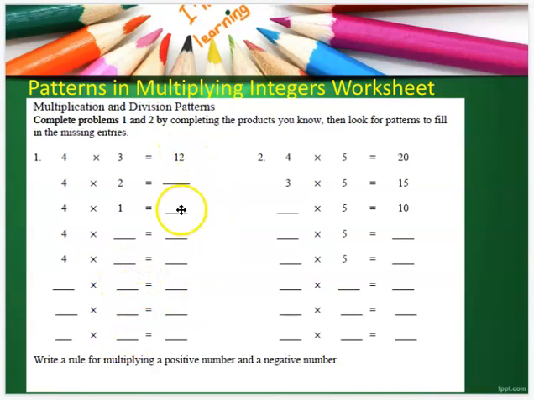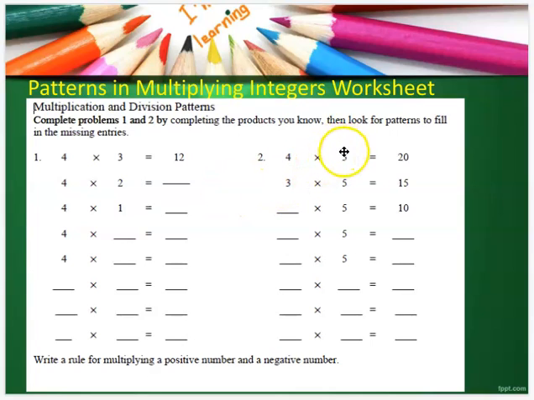Now remember, you have these first 3 filled in, 12, 8, and 4. If you look down this column, you can see the pattern that you're subtracting 4 each time. So 12 minus 4 is 8, 8 minus 4 is 4, 4 minus 4 is 0, 0 minus 4 would be -4, and do it that way. Don't look at the multiplication sentences until after you complete it with patterns. Then do the same thing on number 2.